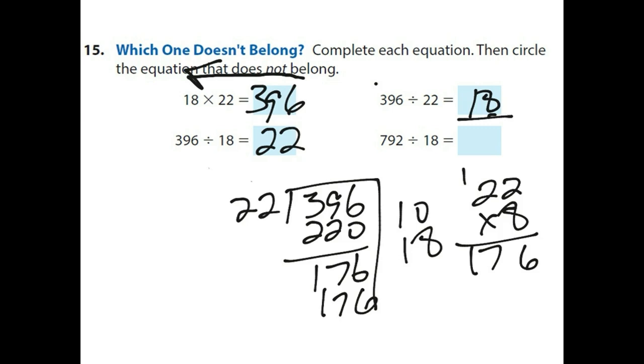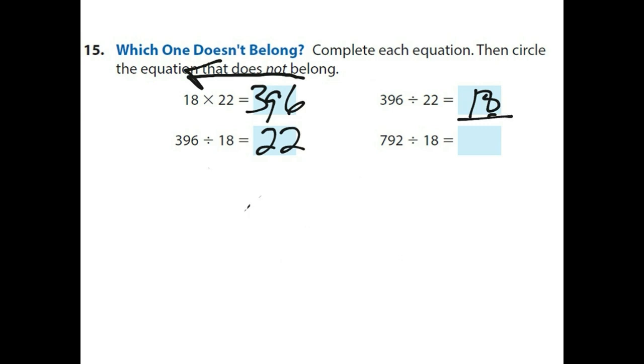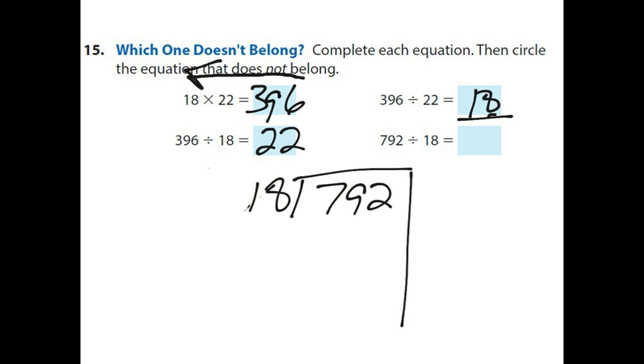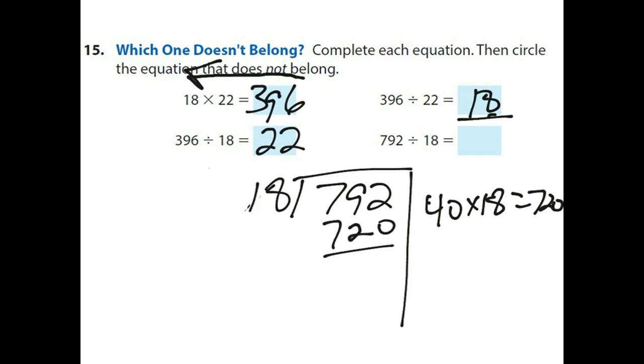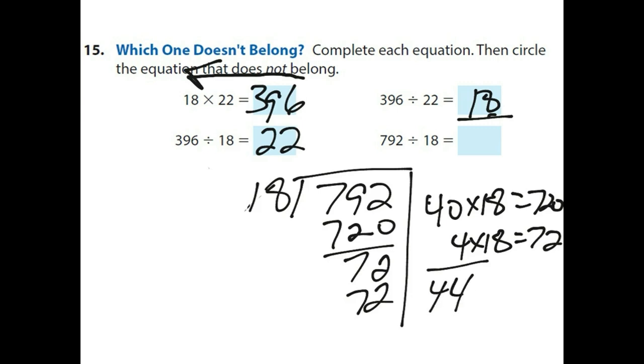And then 792 divided by 18. Did you circle that one? Yeah, that was the one that doesn't belong. But we are going to divide it anyway. Well, if 2 times 18 is 36, then 4 times 18 is going to be 72, so 720. And we know that 4 times 18 then is 72. So that's going to be 44. Yeah, this one doesn't belong.